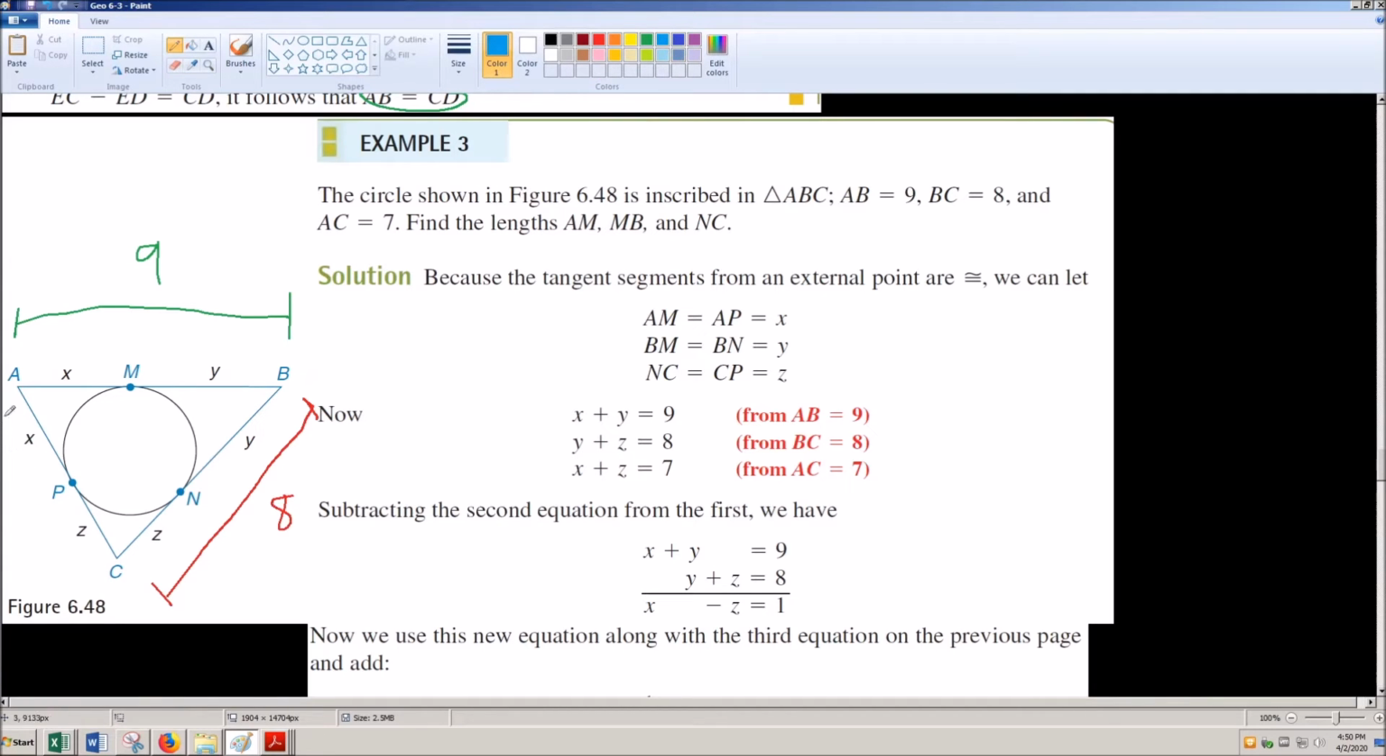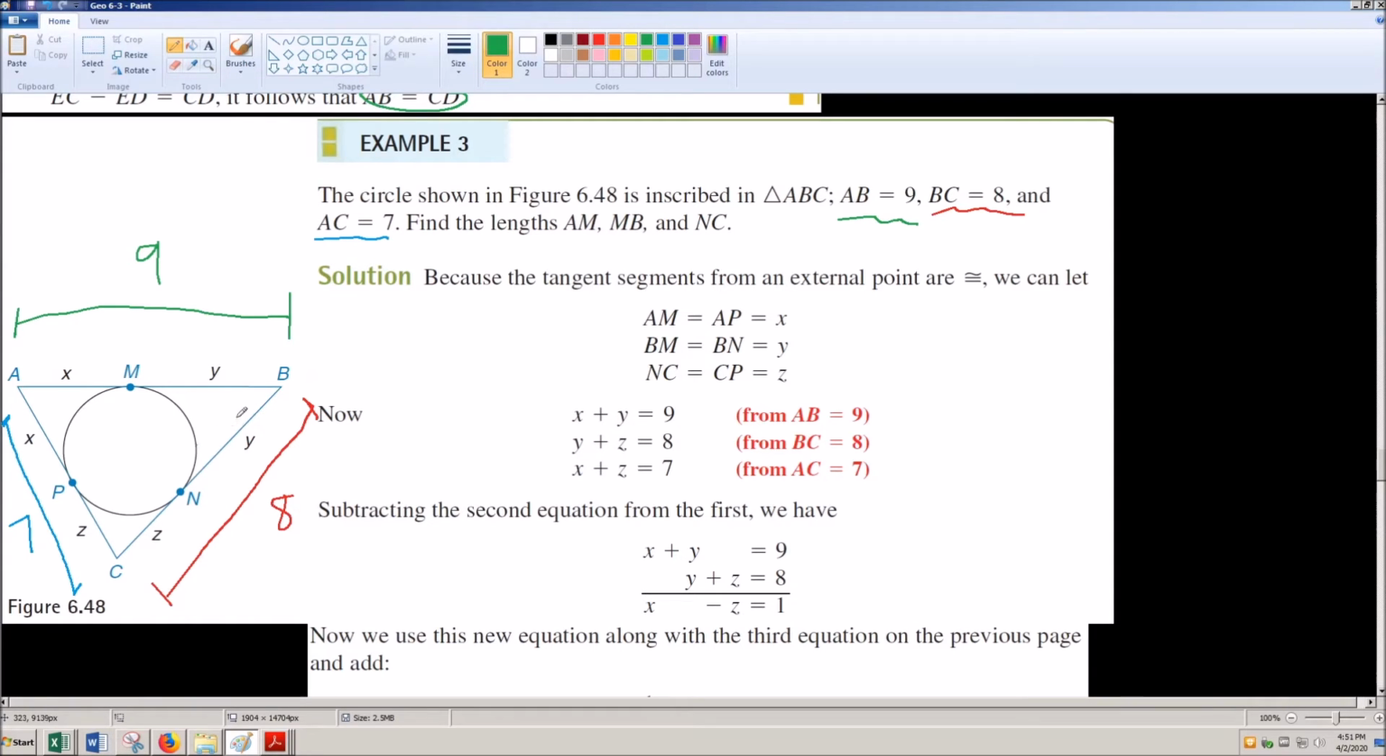And then A to C on the bottom here is 7. So we got this one in blue, this one's in red, and then we got AB in green. So when I'm looking at this thing, I want to think, okay, what do I know? Well, the segment from B to N and B to M is going to be the same.